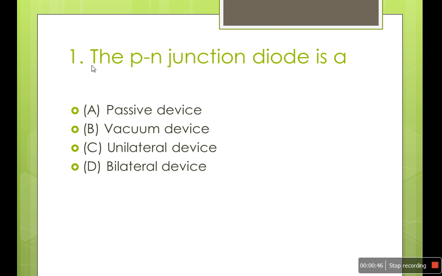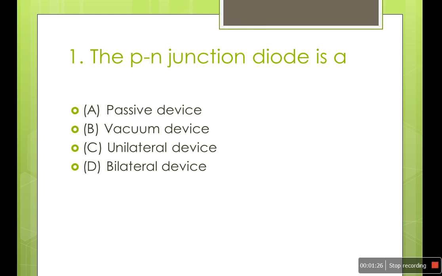So what is the PN junction diode? The passive devices are the devices which are capable of absorbing energy, and the unilateral devices are the devices which allow the current flow in only one direction, and the bilateral devices allow the current flow in both directions. The vacuum tubes are the devices which are used to manufacture the transistors. So which is the correct option?